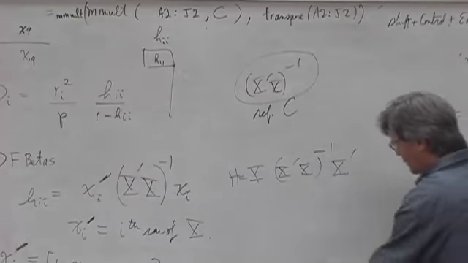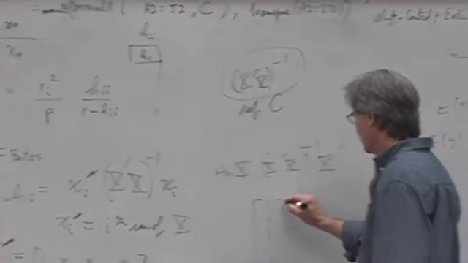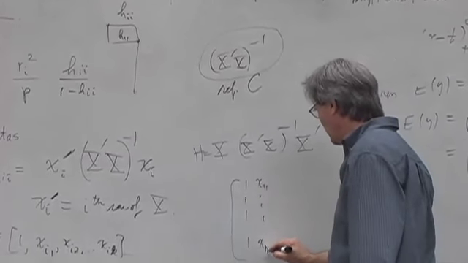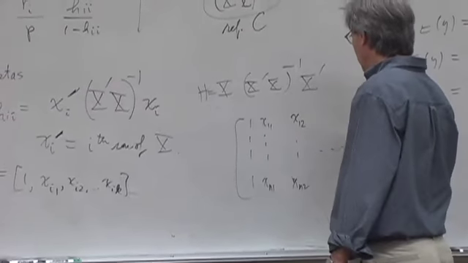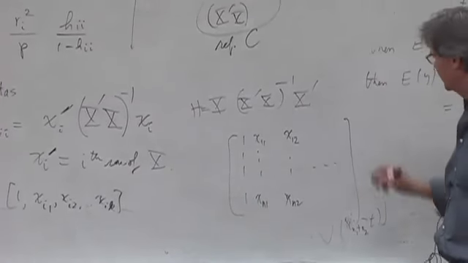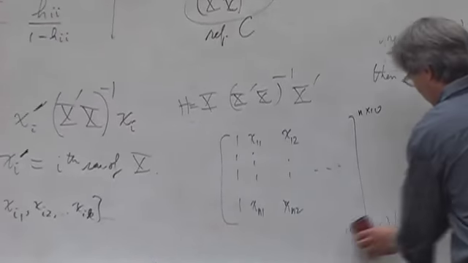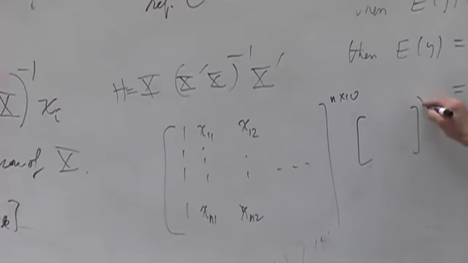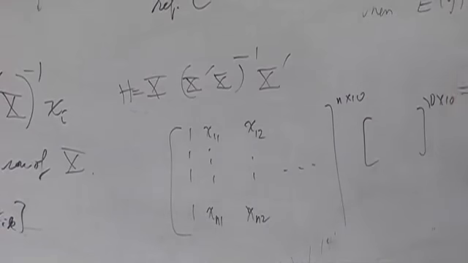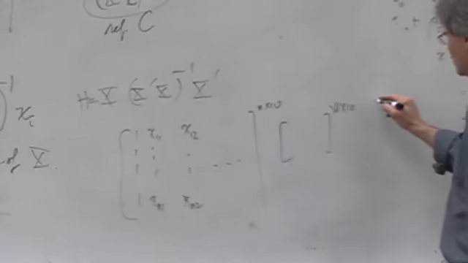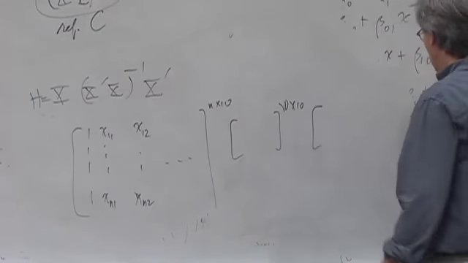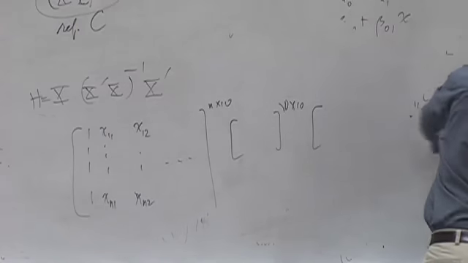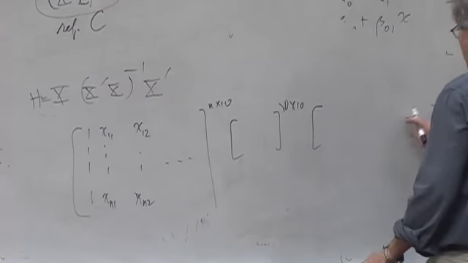That's just going to be the x matrix: 1, 1, 1, 1, x11, xn1, x12, down to xn2, etc., all the way down to the 10th column. This is an n by 10 matrix. Then you have this little 10 by 10 in here, which is the C matrix, the x prime x inverse. And then you have x prime again, which is a long and wide matrix, a 10 by n.